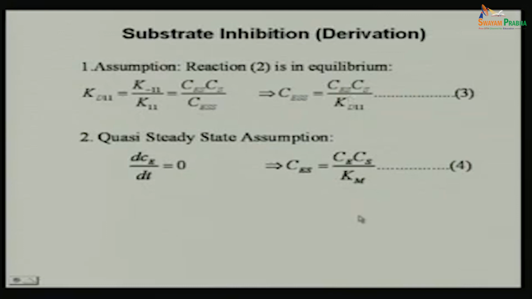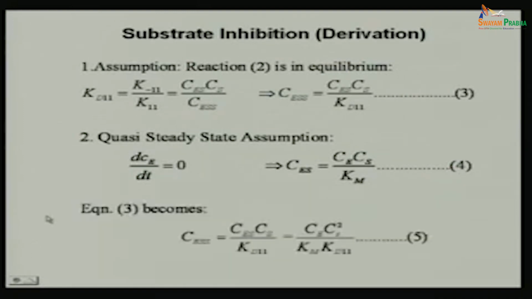Okay, do you see that? So this is where the nonlinearity comes in, right? Clear? Because C_ESS equals C_ES times C_S over K_D, and C_ES you substitute over here, so you will get C_E times C_S squared, and that is where the first nonlinearity comes in. Okay, so this is what we got. All of you? Okay, I'll go to the next slide.